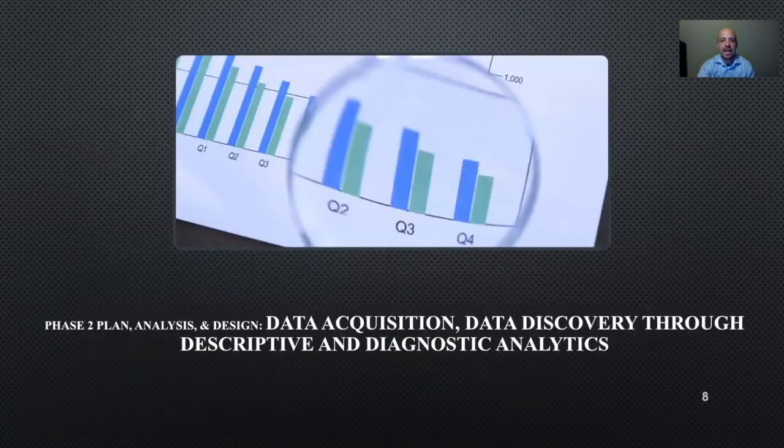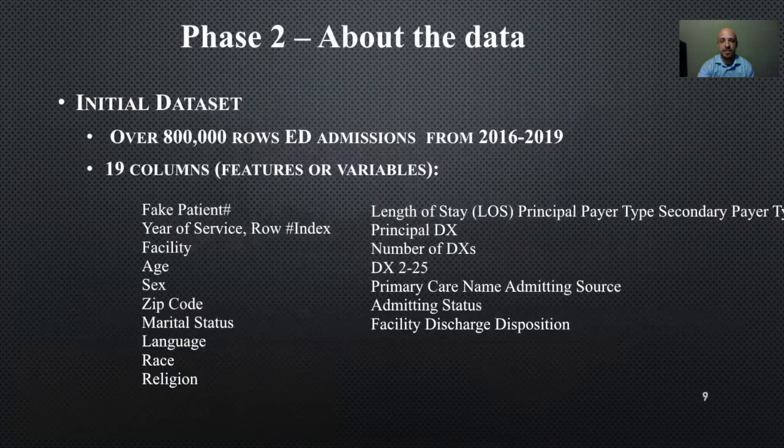Phase 2, plan analysis and design, is where we acquired data and began data discovery. About the data: our initial data set contained 800,000 rows of emergency department admissions from 2016 to 2019 and included 19 columns of various patient demographic, socio-demographic, facility, and patient outcome variables.